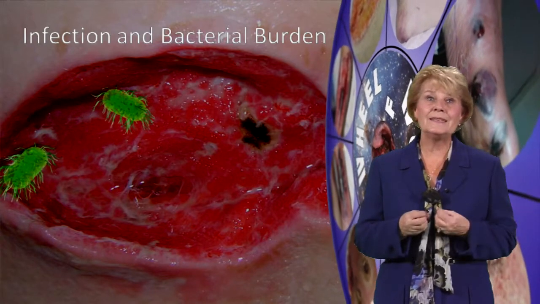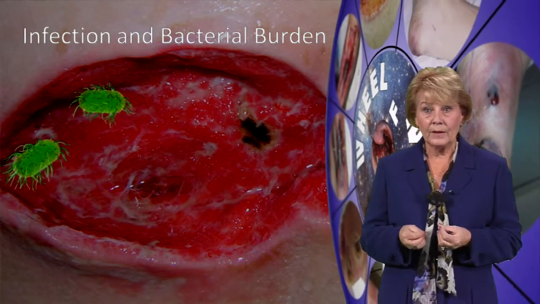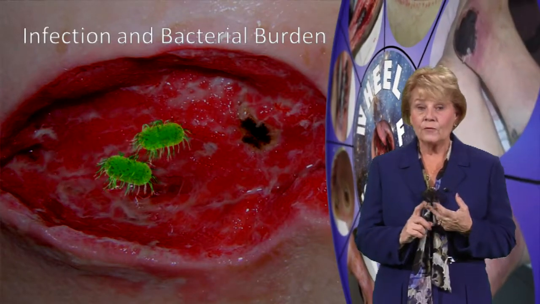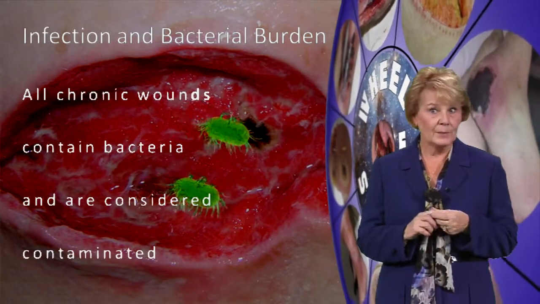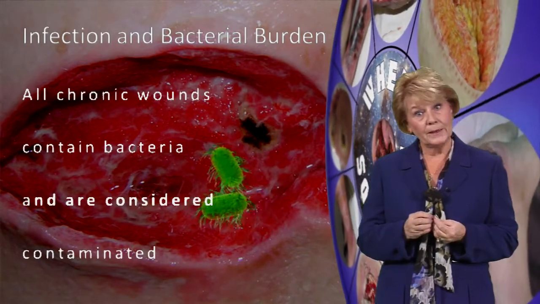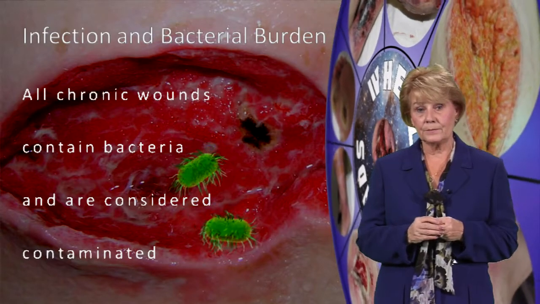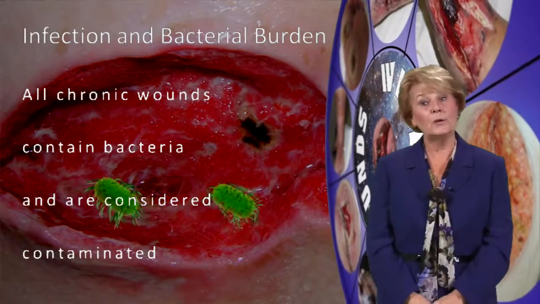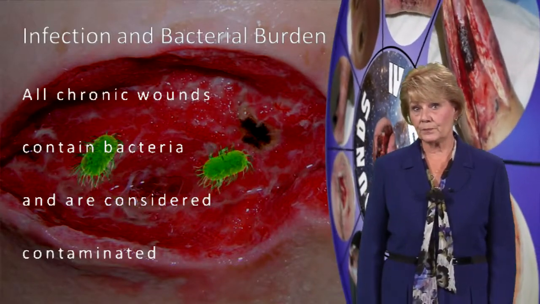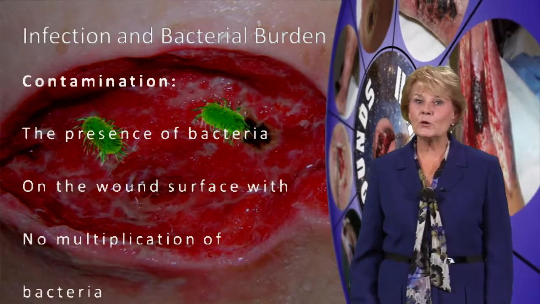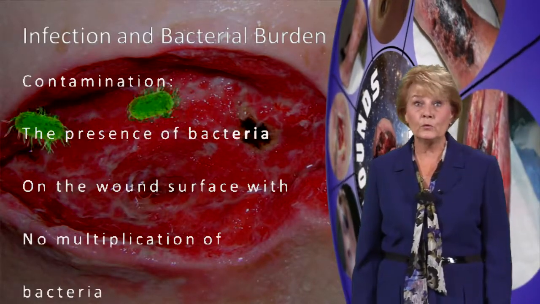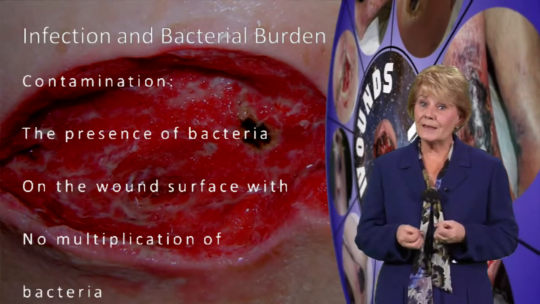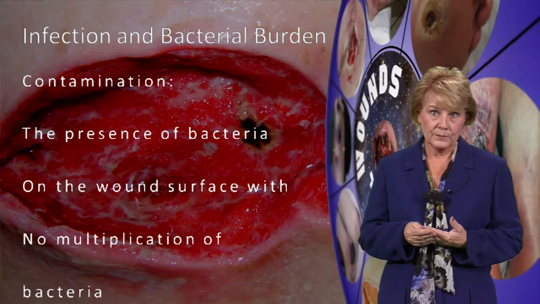Wounds present an ideal environment for bacterial growth. They're moist, they're warm, and they have reduced oxygenation. Virtually all chronic wounds contain bacteria and are considered contaminated and/or colonized. Let's take a closer look at the terminology of bacterial balance and bacterial damage. Contamination is the mere presence of bacteria on the wound surface with no multiplication of bacteria. You will see this in all types of chronic wounds.